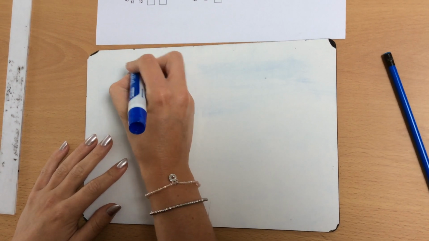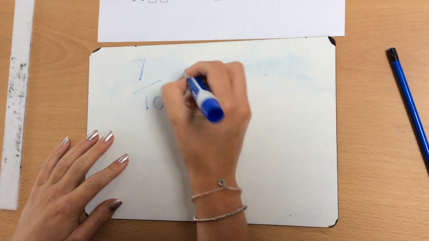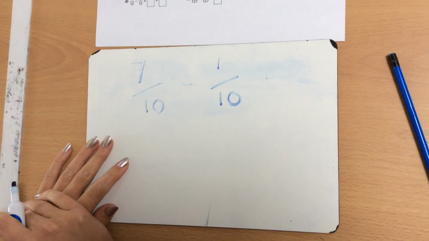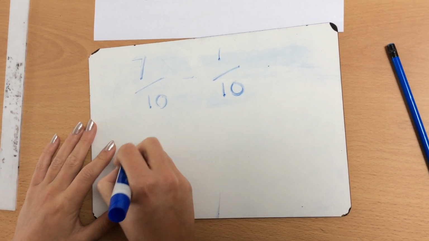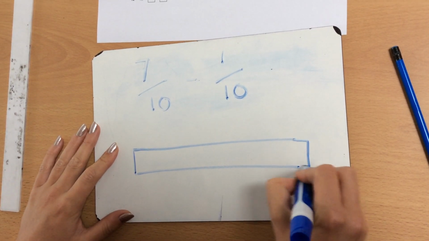Would help if my pen worked. 7/10, take away 1/10. Okay, so 7/10 take away 1/10. Now I'm just going to draw my bar model. Always really useful to draw a bar when you are using fractions. It is the go-to place.